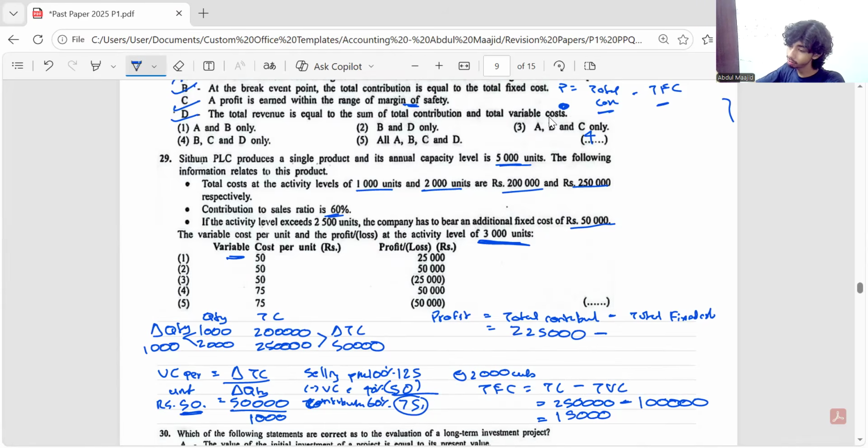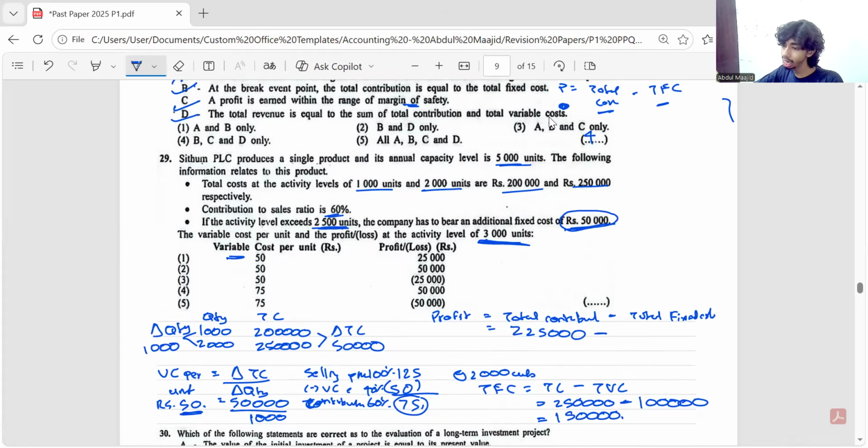150,000. Even if you substitute the same way for 1,000 units, you will get the fixed cost as 150,000. Now, what are they saying? If the activity level exceeds 2,500, if they start to produce more than 2,500 units, you have to incur an additional fixed cost of 50,000.